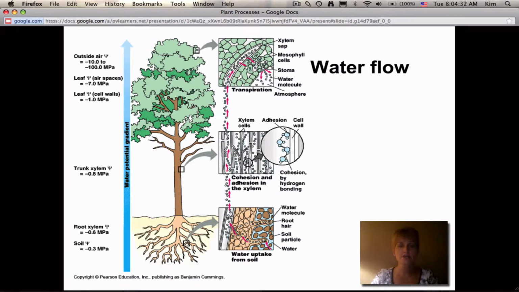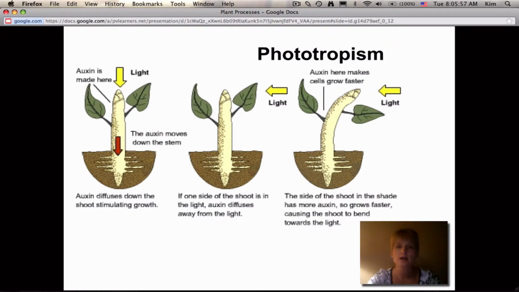Now, cohesion and adhesion are important concepts here because cohesion means that water molecules like to stick together, and that's part of why they're flowing up through there. And adhesion means that they like to stick to other surfaces. So they're actually sticking to the cell wall of the transport system, and that helps pull them up through the plant to the leaves.